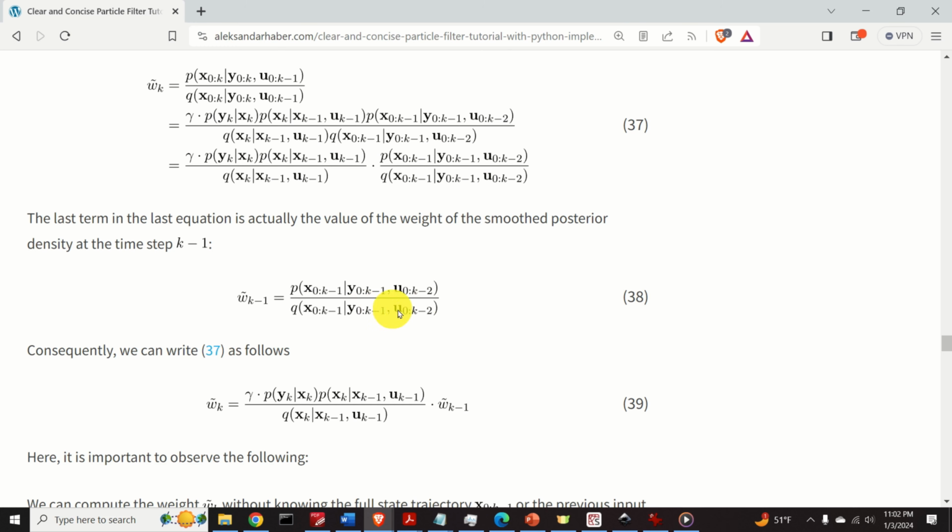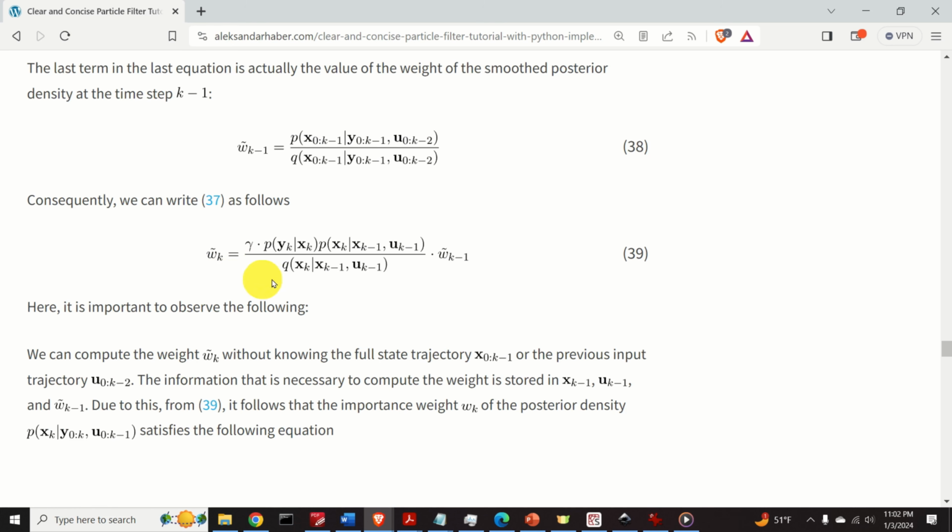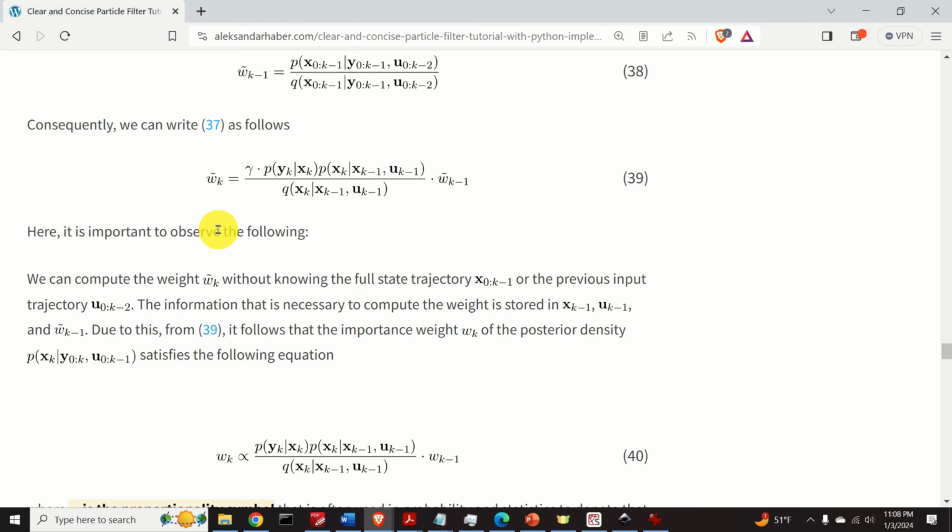By substituting this equation in this equation, we obtain this very important equation. By using this equation, we can recursively compute the weights wk tilde. Here, it's very important to observe the following. We can compute the weight wk tilde without knowing the full state trajectory x from 0 to k minus 1, or the previous input trajectory u from 0 to k minus 2.